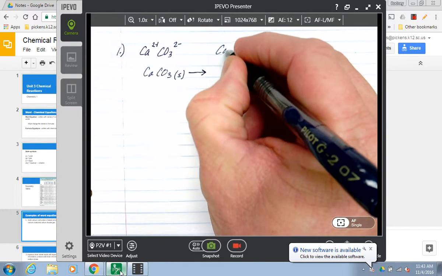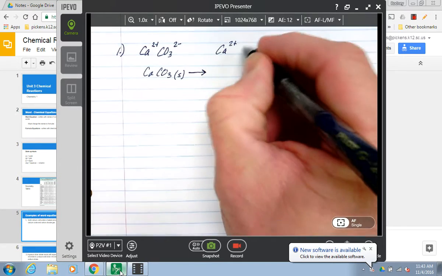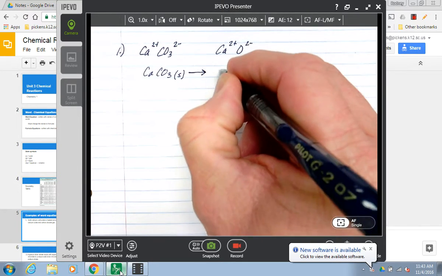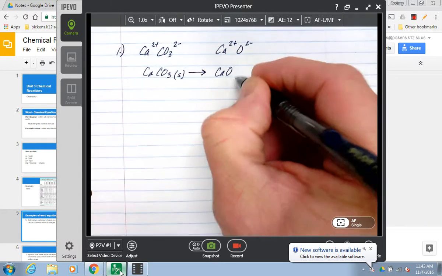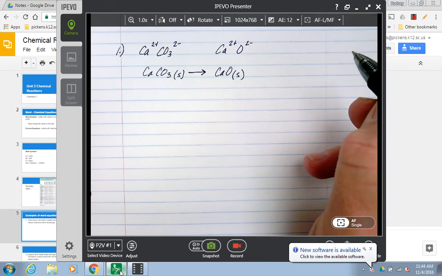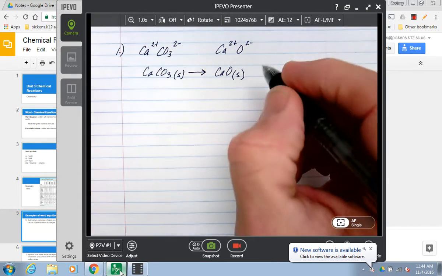So calcium oxide, we're going to put Ca2 plus. We're going to put O for oxide, 2 negative. So that again is a 1-to-1 ratio. So we have CaO, and it is a solid. So we put a little S right here. And something else as well. It says and carbon dioxide gas.